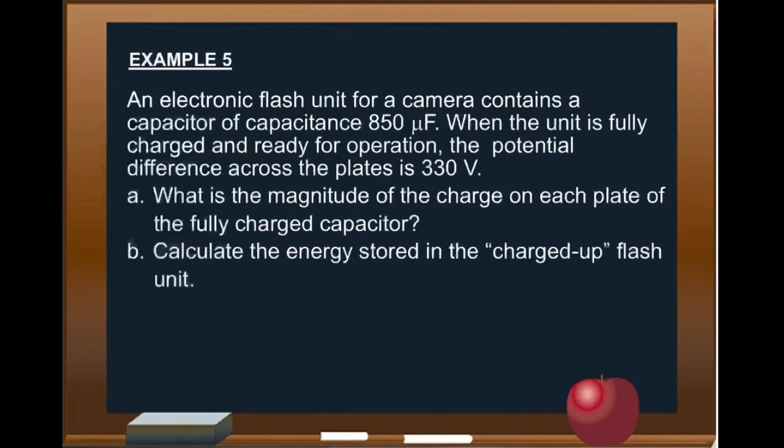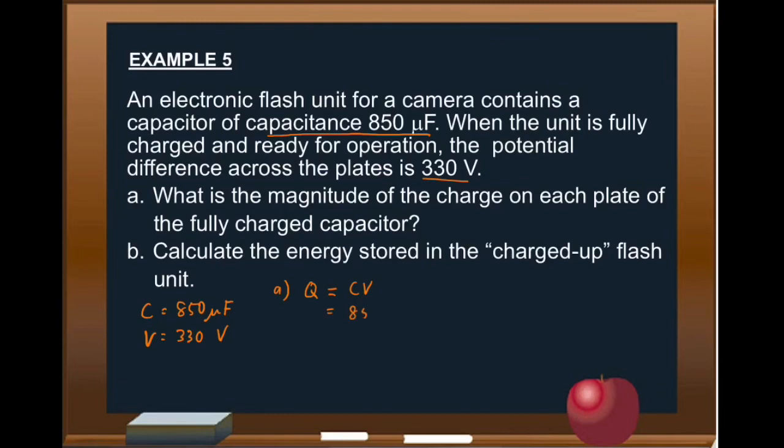First, go through the question and identify which information is given to you. So we actually have the capacitance, which is 850 microfarad. And then we also have the potential difference, which is 330 volt. So question A asks us to find the magnitude of the charge, which is actually Q. To find Q, you can use the formula Q is equal to CV.